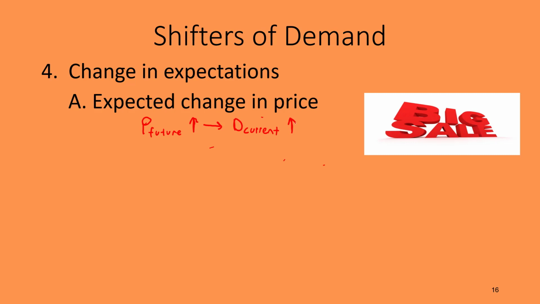If you expect a future price to go down, like you expect something to go on sale, well, you're not going to buy it today. You're going to wait until it goes on sale. In fact, if you've ever said, "Hey, I'm just going to wait till it goes on sale before I buy it," then you already understand this idea. So again, if you expect the future price to go down, then your current demand will go down. You won't buy it now. You'll wait till it goes on sale before you buy it.